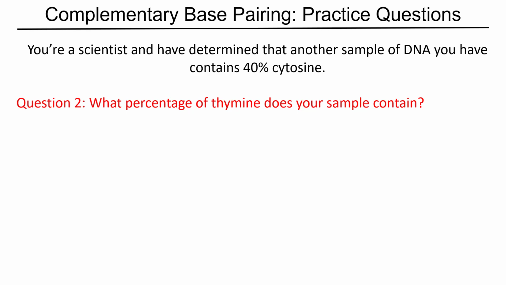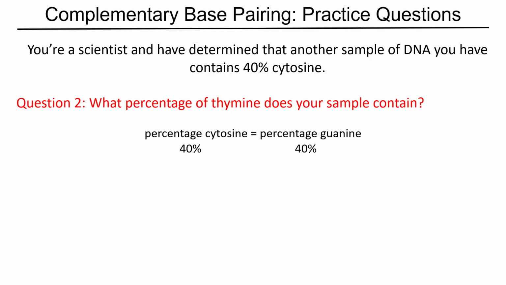This question says we're a scientist, and we have another DNA sample that contains 40% cytosine. So our question is, what percentage of thymine does our sample contain? It's the same reasoning as before, except we're starting with cytosine. For every cytosine in DNA, there's going to be a guanine that it base pairs with. So the percentage of cytosine in our sample is the same as guanine. If we have 40% cytosine, we're going to have 40% guanine.